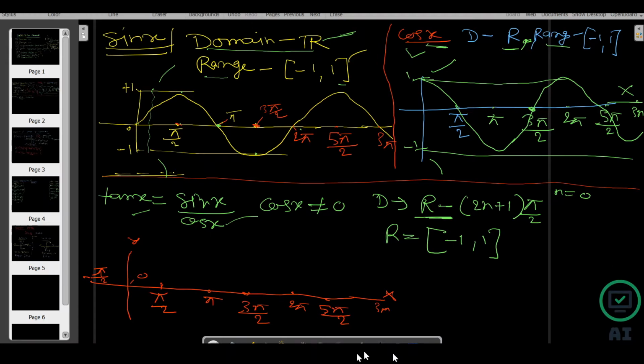So if you take this pi by 2, 3 pi by 2, 5 pi by 2. Why I'm saying that this particular function tan x will not be defined is for all the cos x values where it is giving 0. So at pi by 2 it is giving 0. So the graph for this would be like this.